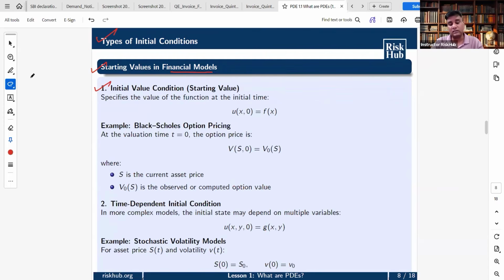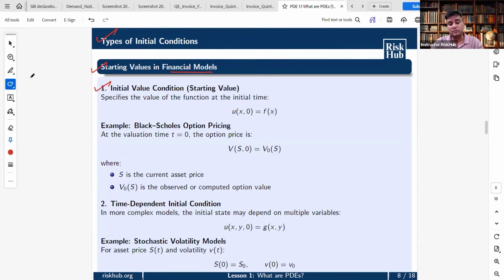For option pricing, the slide writes V(s, 0) = V0(s). Now it says V of s at time 0 equals V0 of s. Here s is the current asset price, and V0(s) is the option value today as a function of s. In practice, today the option value may be observed from market price or computed from a pricing model.